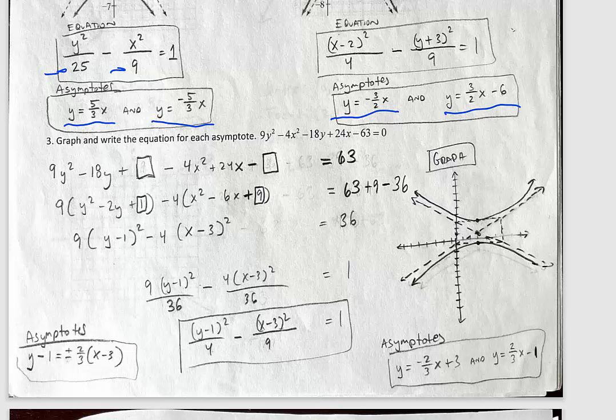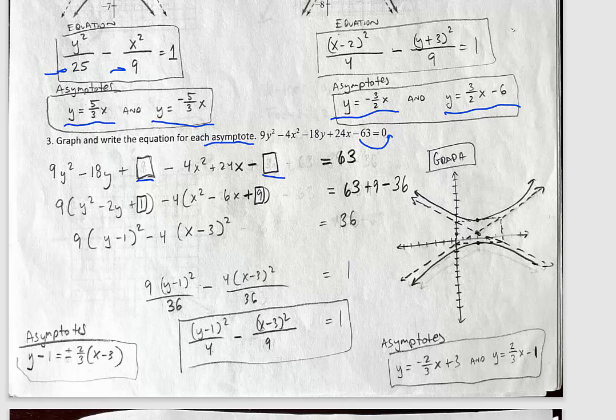Okay, question 3. Graph and write the equation for each asymptote. Well, the fact that they're saying that we got an asymptote here, we know we're probably going to end up with a hyperbola. This is just like that last problem. We're going to have to complete the square, that problem we did with an ellipse. So first thing I'm doing is I'm getting that negative 63 over to the right side, and I'm saying, all right, I want values here so that I can complete that square.